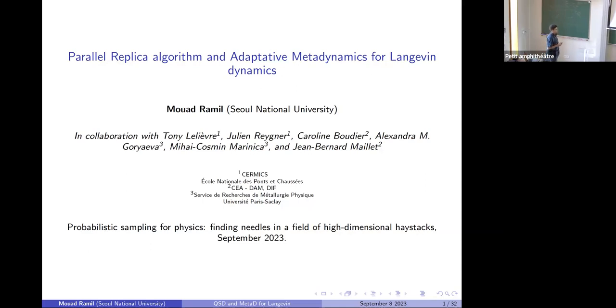And the second work is related to using a method called adaptive metadynamics in order to sample the minimum energy path between two metastable states. It was done at CEA, where I worked with Jean-Bernard Maillet, and it was a joint work with Caroline Boudier, Alexandra Goryaeva, and Cosmin Marinica.